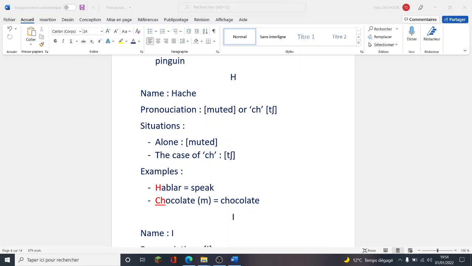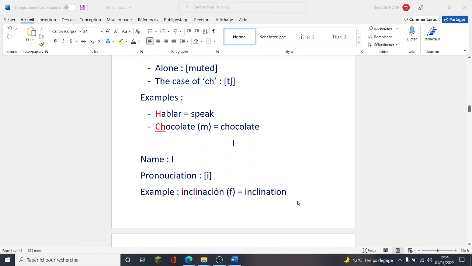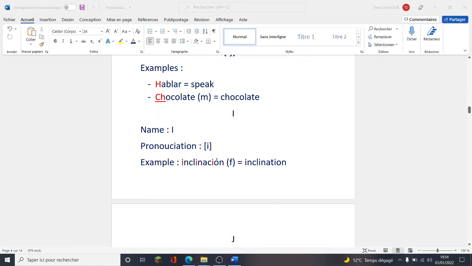Here are two examples. The first one is hablar, it means to speak. And the second one is chocolate, it's masculine and means chocolate. What about the letter I in Spanish? The letter I is called la I, and its pronunciation is I. It's quite easy. Like in the word inclinación, which is feminine and means inclination.